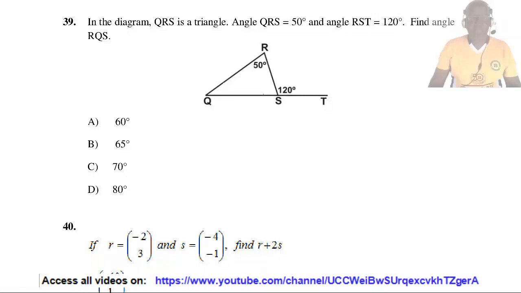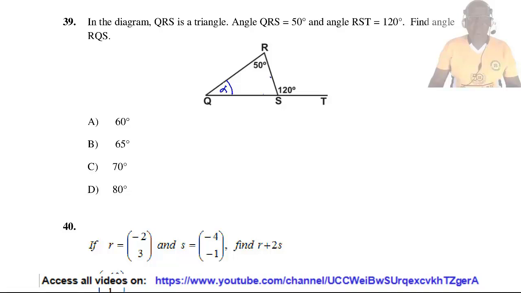Question 39. In the diagram, QRS is a triangle. Angle QRS equals 50 degrees. The angle RST equals 120 degrees. Find angle RQS. We have to find the angle over here. Let's call it alpha.